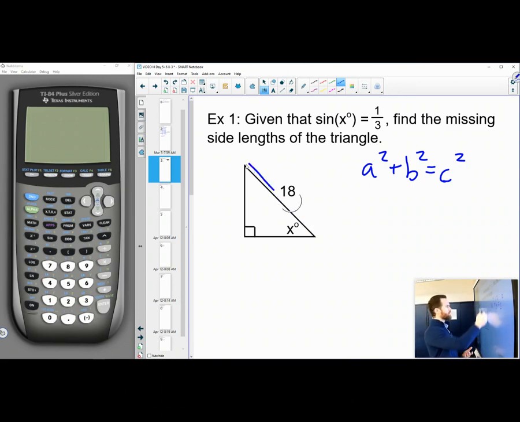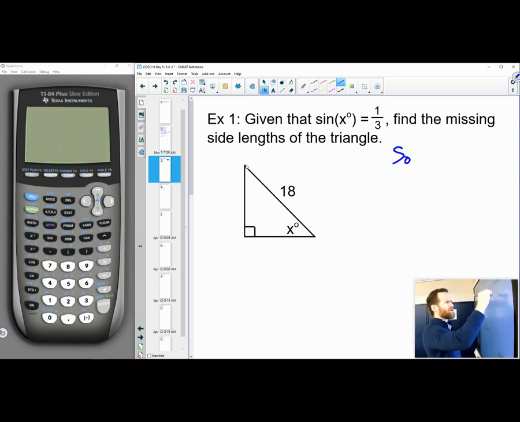We know 18 is c, that's the hypotenuse, so we can plug that in here. And then we run into a wall because we don't know either of the other sides. So it would just be a squared plus b squared, and there's too many variables here. We can't solve this. So the Pythagorean theorem is actually not going to help us, at least not yet. But they give us another piece of information. They tell us that sine of x degrees equals 1 over 3.